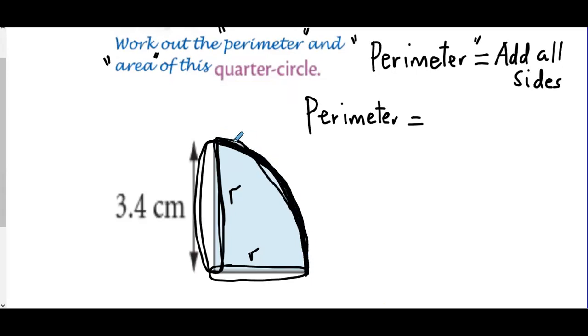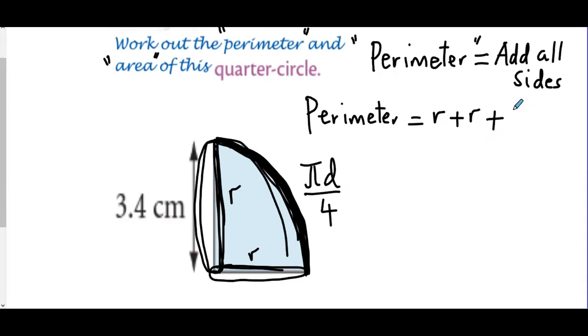So do you remember the formula for the circumference of a circle? The formula for the circumference of the circle is pi d. But this is not the circumference of the full circle, it's just a quarter circle. So we need to divide by 4. So what is the perimeter? Perimeter is adding all the sides. So you have 2 sides which are flat. One is R, another one is R. Then another one will be the pi d over 4. You remember that? I think you said yes.